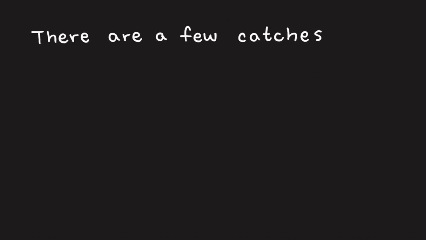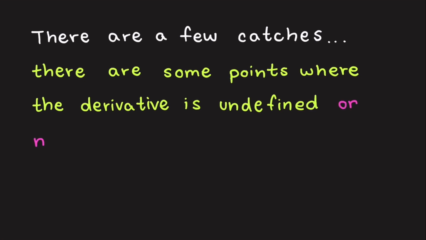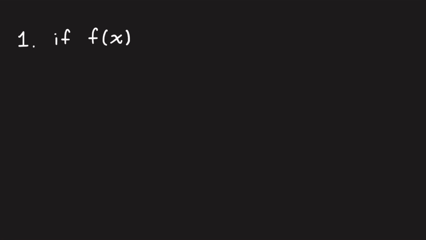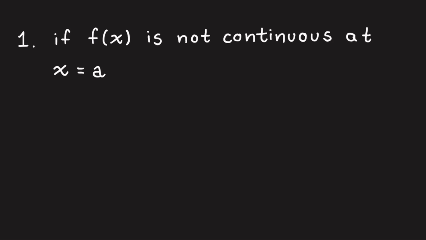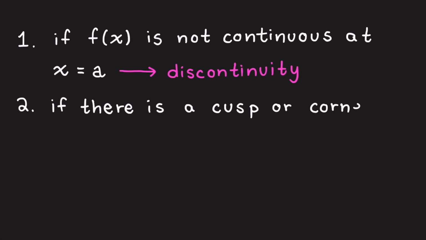There is a catch though. There are some situations where you can't find the derivative at a point. So you can have a general equation for the derivative, but the derivative at that specific x value may be undefined. The first case is if the function is not continuous at that x value. So that means that there may be a removable, infinite, or jump discontinuity. The second case where the derivative can be undefined at a specific point is if there is a cusp or a corner at that point.